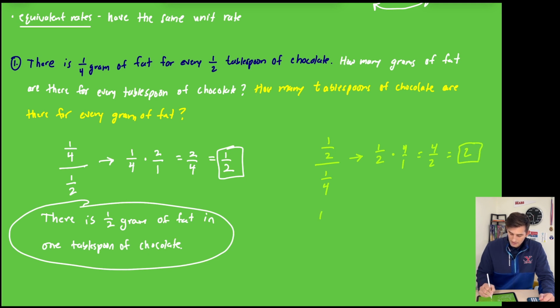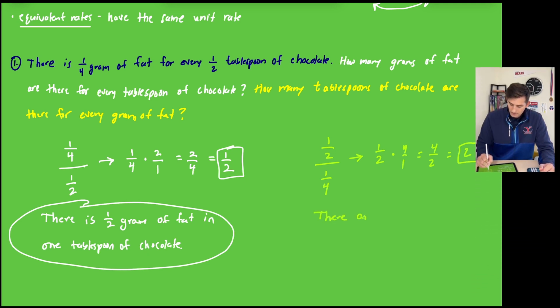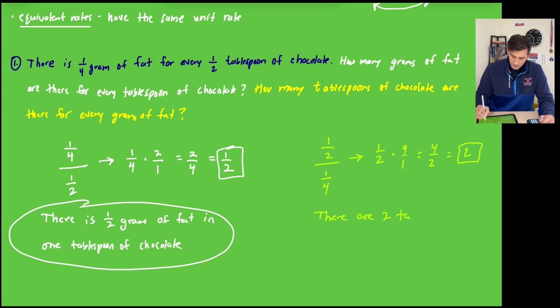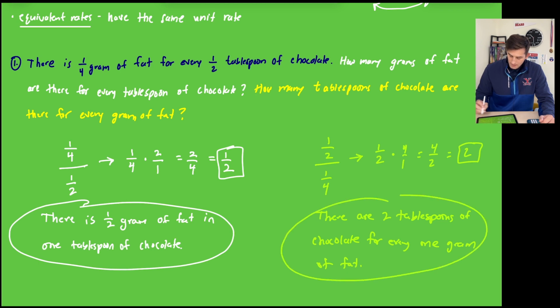So now we can say there are 2 tablespoons of chocolate for every 1 gram of fat. Okay, and that's how we could word that.